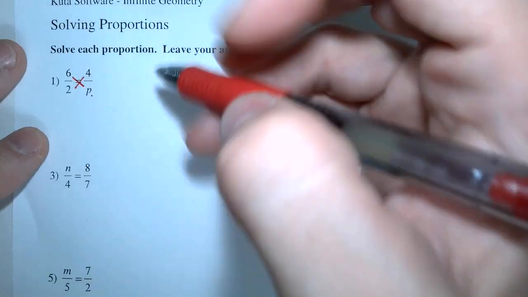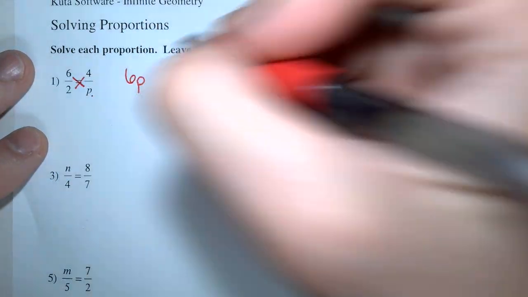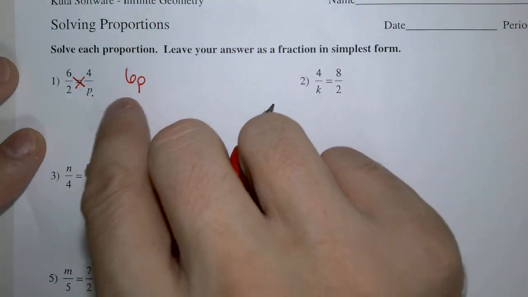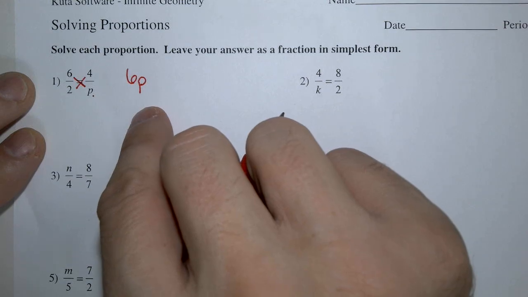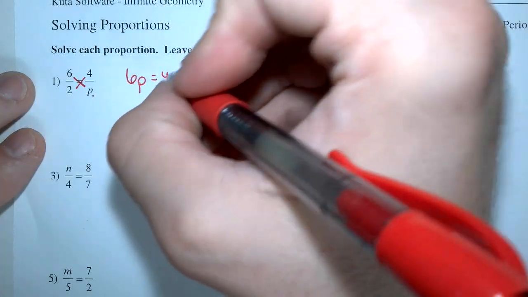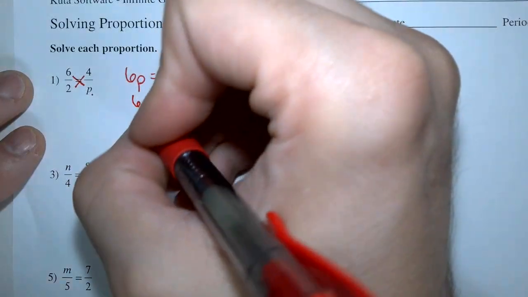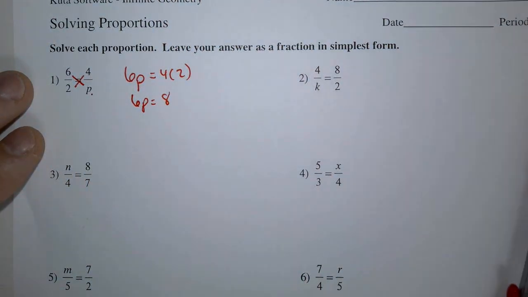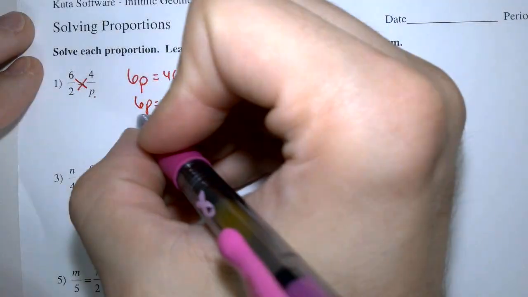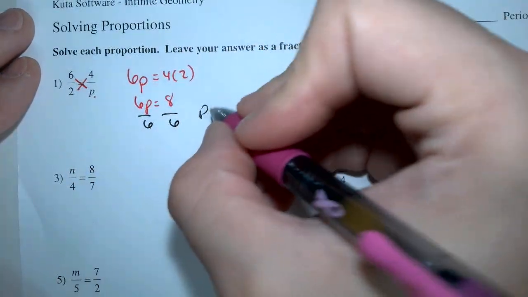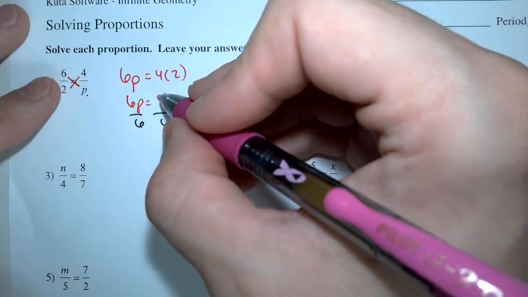So you're going to do 6 times p, which is potentially the worst variable to look at because it's a 6 and then an upside down 6, would equal 4 times 2. Now, you don't have to write 4 times 2 out, but you could multiply that in your head and write 8. Okay? So then you just divide by 6 on both sides, and we end up with 8 divided by 6.